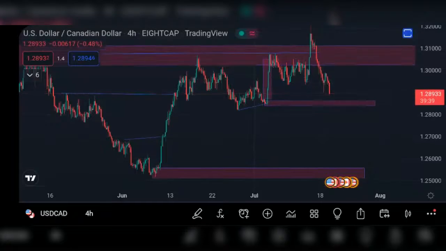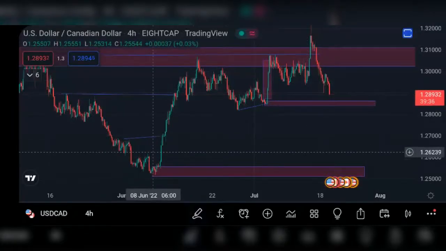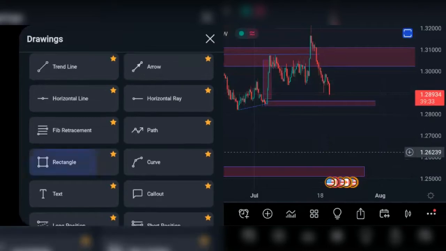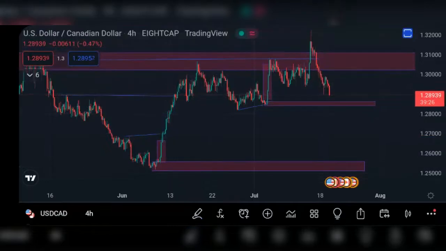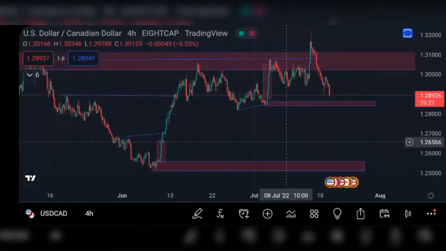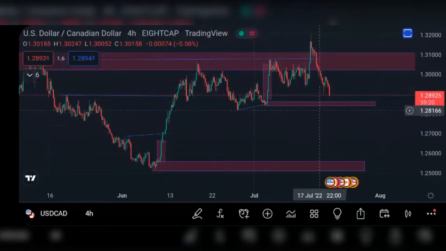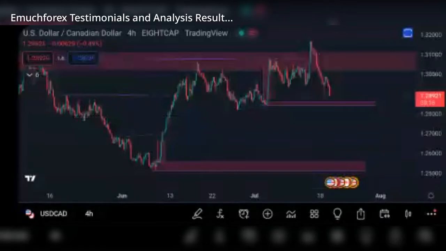Now, this part can also work. There is also inefficiency here. There is inefficiency here. So there is every probability that price can also drop down to this point. But we will not just trade this part blindly just like that, because it will be very risky.